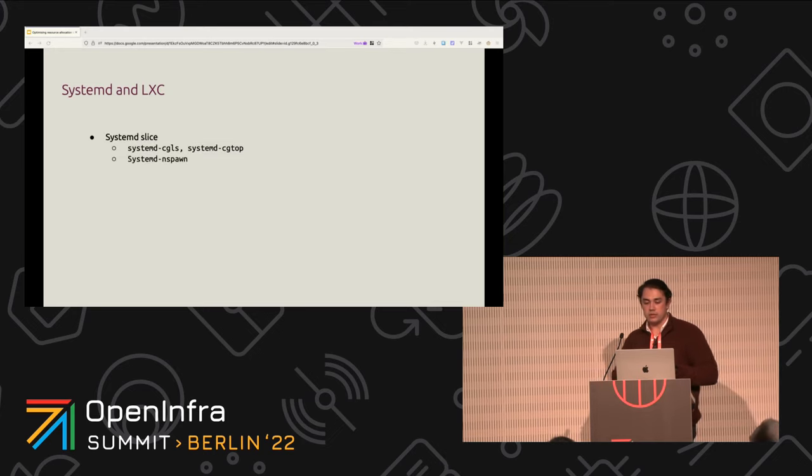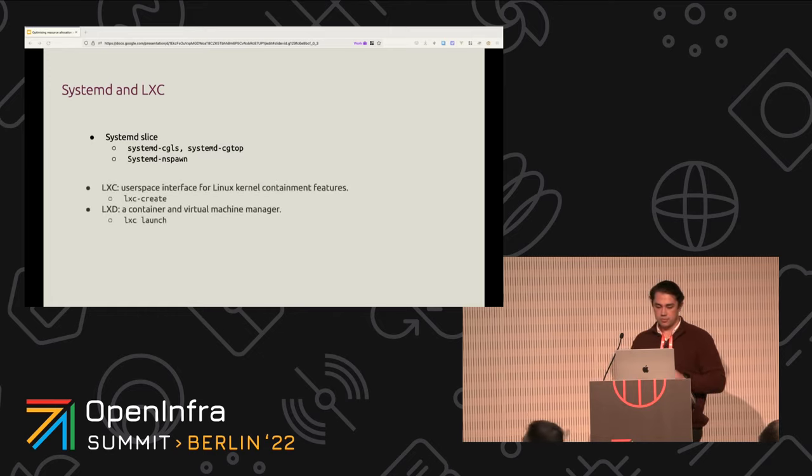And systemd also contains a tool, systemd-nspawn, which allows you to spawn processes or use OS trees in a namespace. So systemd-nspawn coupled with systemd slices provide the tools to manage and introspect namespaces and cgroups all on their own. You may also be aware of LXC and LXD. LXC is a user space interface to the kernel containment features, and LXD is a container and virtual machine manager. You can create containers with lxc create or lxc launch, and it'll set up the namespaces and cgroups for you for the resulting container.